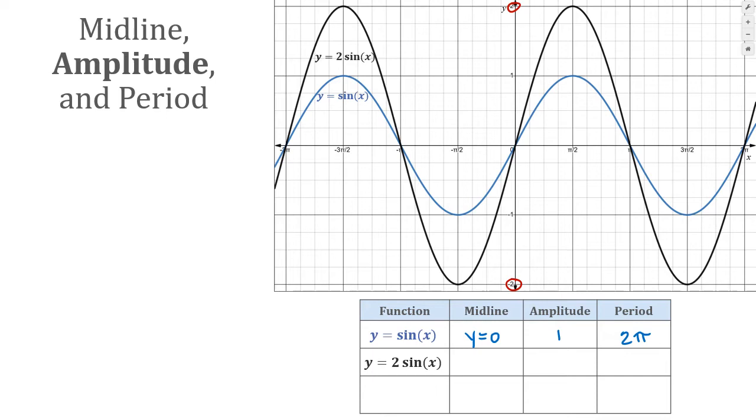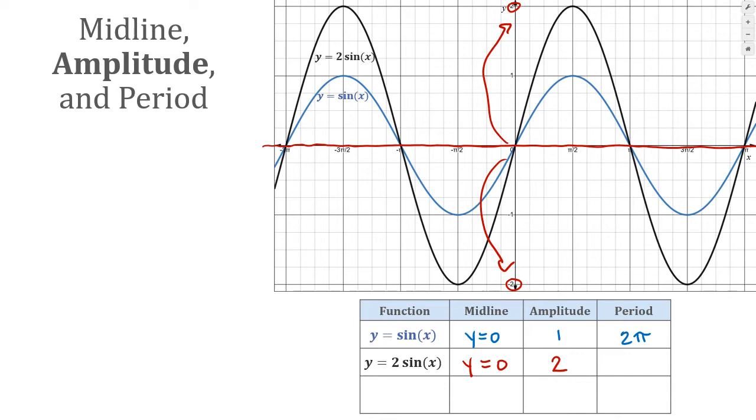So has the midline changed? Well, it's definitely taller, right? But between 2 and -2, still the halfway point would be the line y equals 0. So I don't see that the midline has changed. What has changed is the distance from the midline to that maximum and that minimum value, and that is changed to 2. Now, why am I not using -2? Because it's defined as a distance, and distance is always positive, all right?